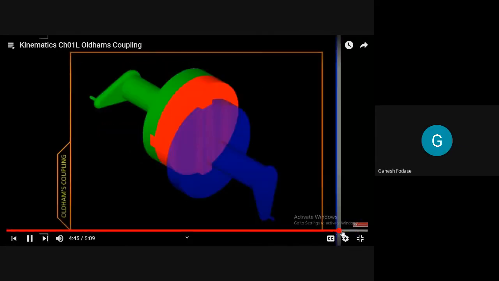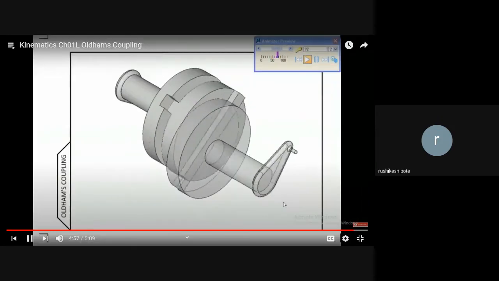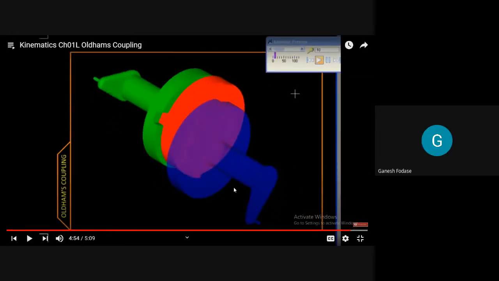Hello, sir. Yes, please. Sir, where is the flange coupling used? This Oldham coupling you are talking about? Flange coupling. Which one, Oldham or flange? A flange coupling is used to connect collinear shafts directly. You understand the meaning of collinear? The axes are collinear. Here it is parallel, offset. Okay.